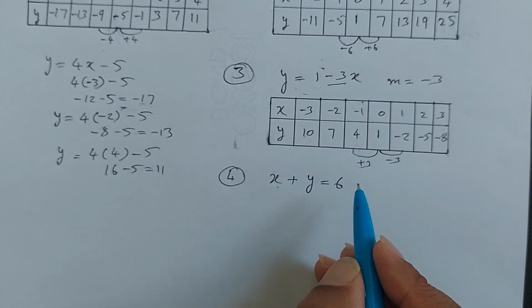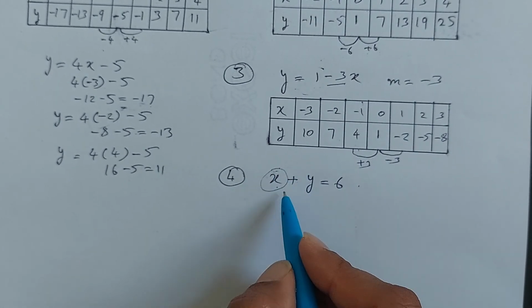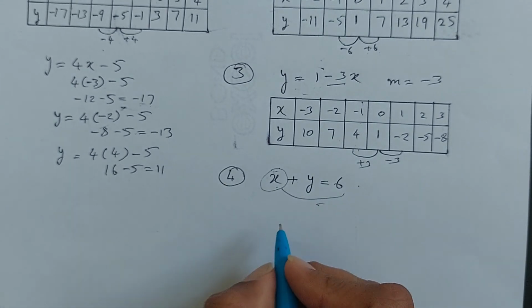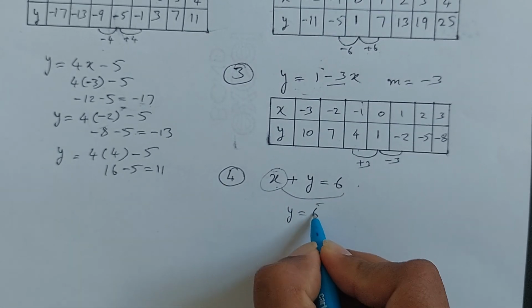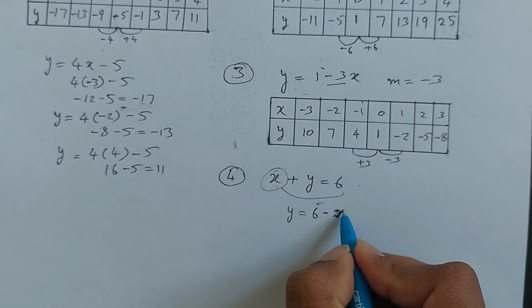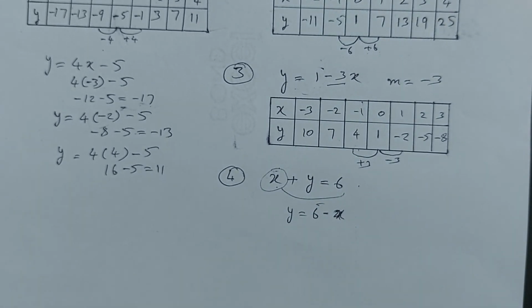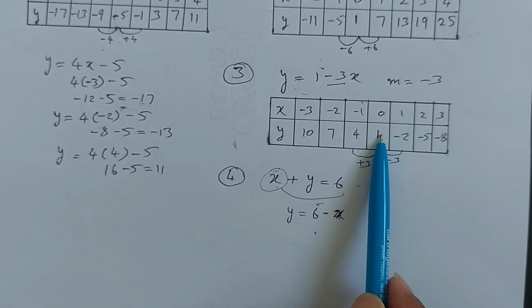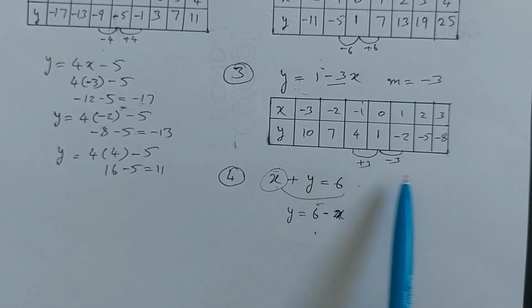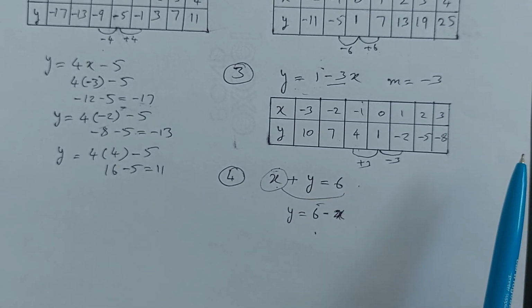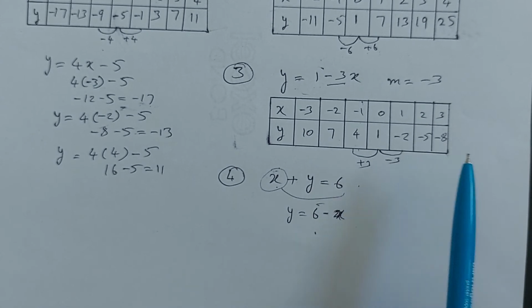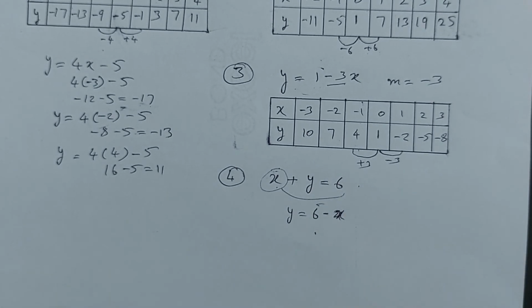So we move x to the other side. If x is positive, when it goes to the other side it becomes negative. So that will be y equals 6 minus x. That's it. We reached the negative gradient format again. Gradient is -1, exactly like here. 6 goes where the 0 is. Gradient is negative, so subtract towards the positive side as we go along. So 6 minus 1 is 5, 4, 3, and going the other side, plus 1 every time. That's it, simple. Just make y the subject.